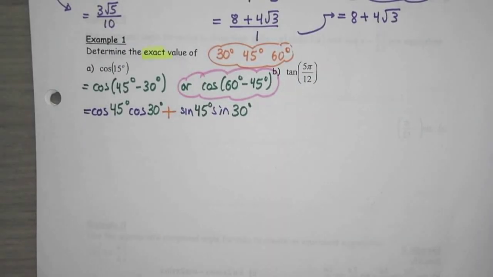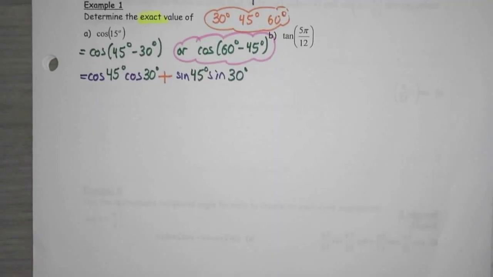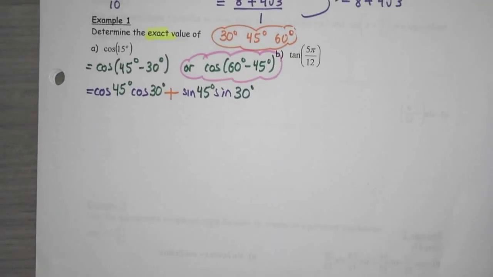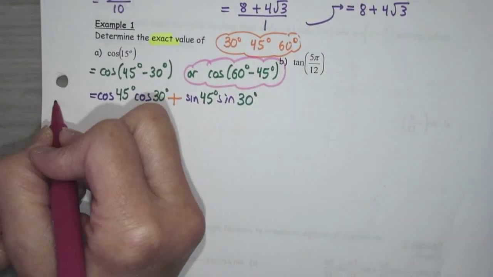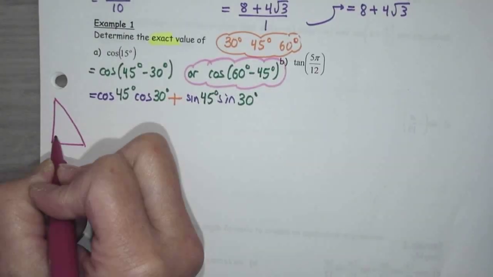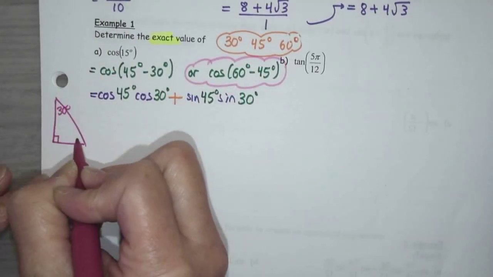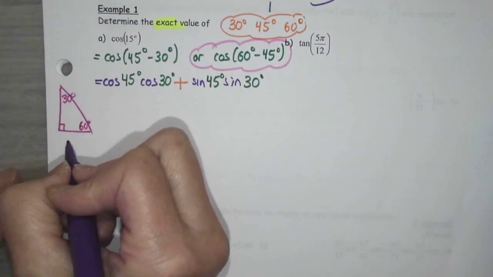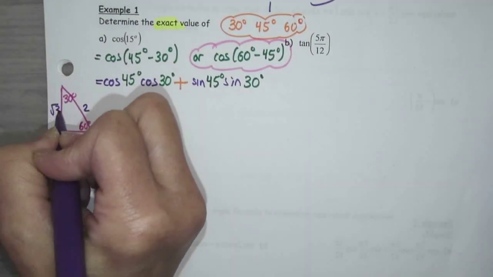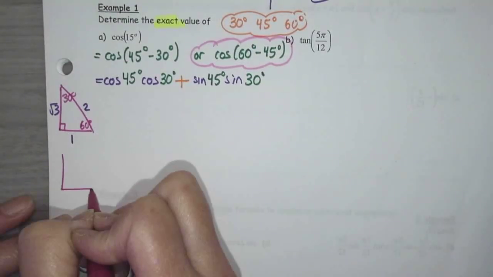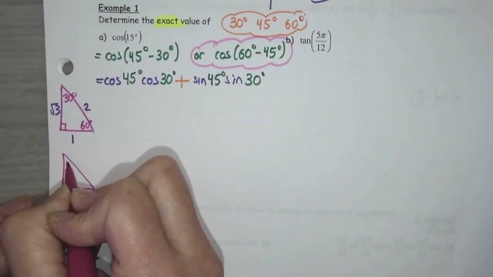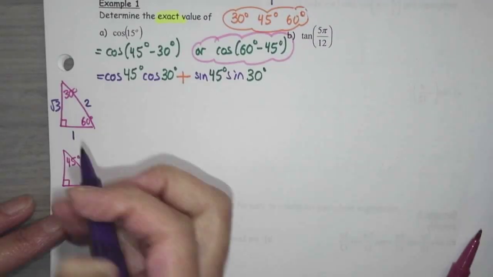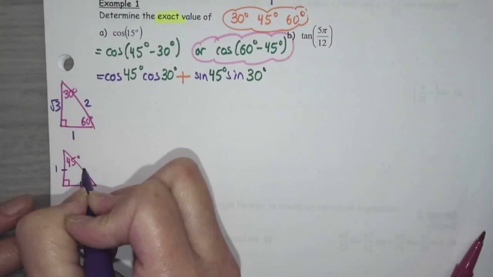I'm going to draw my special triangles here on the side. You don't have to unless we ask you to, but I'm going to just draw them here so I have them for reference. So this is 30, 60. So this will be 1, 2, root 3. And then again, 45. And that would get me 1, 1, root 2.